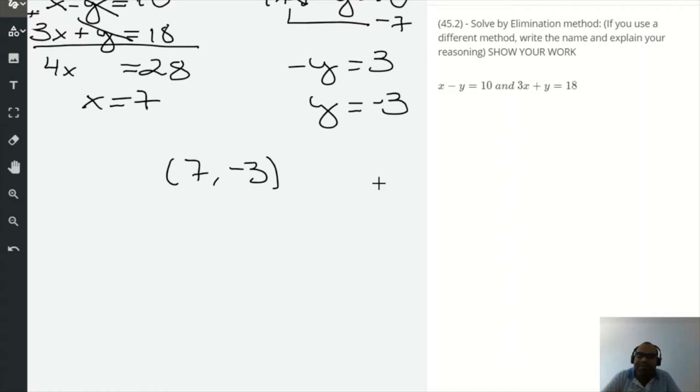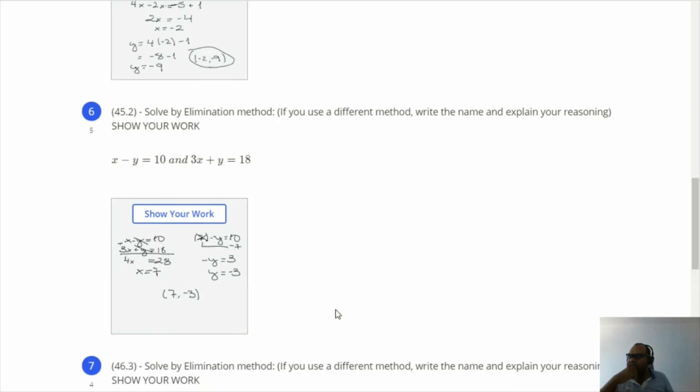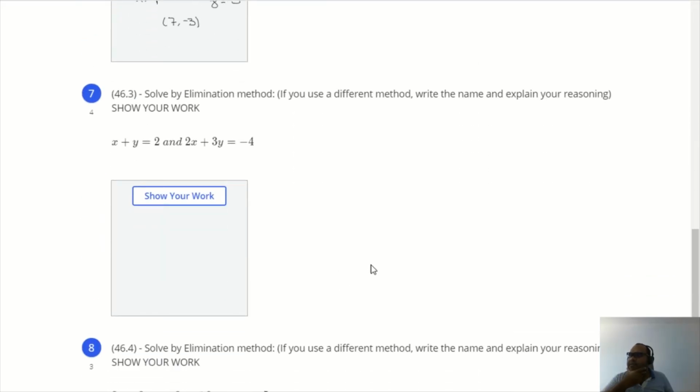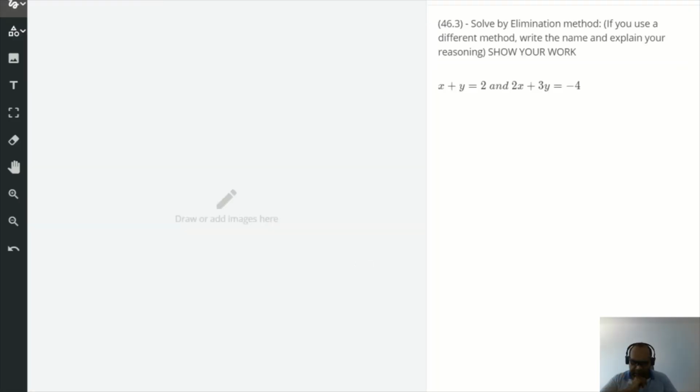Fast, yes, guys. Elimination method is very fast and very easy to solve. Let's go ahead. Number 7. Solve by elimination again. Pretty simple. If you use a different method, please write the name. You are free to pick any method you want, but you need to tell me. I will use the elimination method.